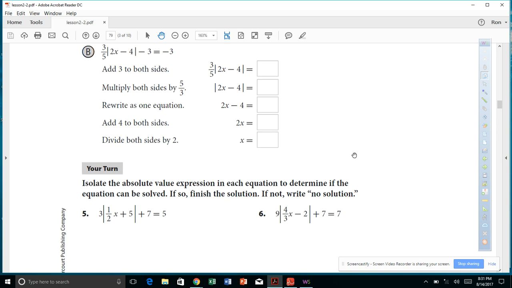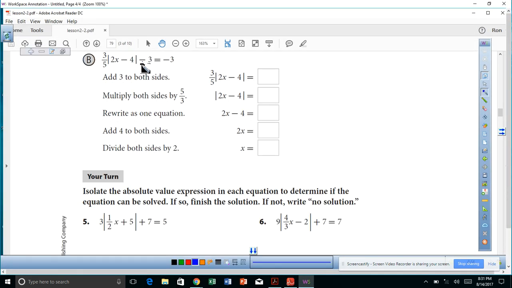All right, so B, we're going to start off by adding 3 to both sides. Plus 3, plus 3. So that's going to be 3/5 times the absolute value of 2x minus 4 equals 0. And then we're going to multiply both sides by 5 thirds. And that's going to give us the absolute value of 2x minus 4 equals 0. Then, well, think about it.